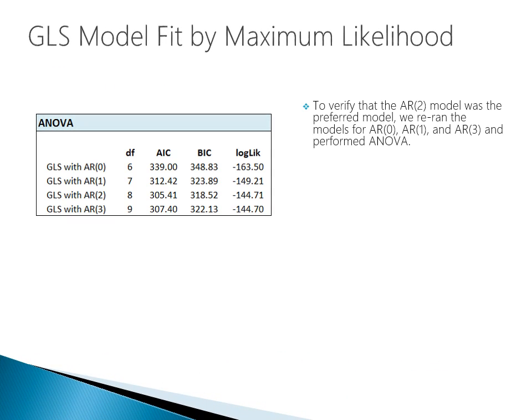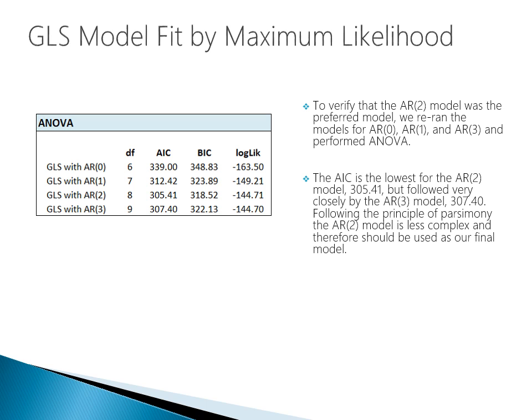To verify that the AR(2) model was the preferred model, we reran the models for AR(0), AR(1), and AR(3), and then we performed ANOVA. We got into the topic of ANOVA analysis in earlier lectures, the same lecture that has our linear regression analysis, so please refer back to that if you want a primer. In this case, the AIC is the lowest for the AR(2) model, 305.41, but followed very closely by AR(3) at 307.40. If we follow the principle of parsimony, the AR(2) model is less complex and therefore should be used as our final model.